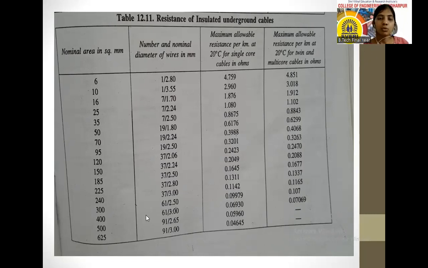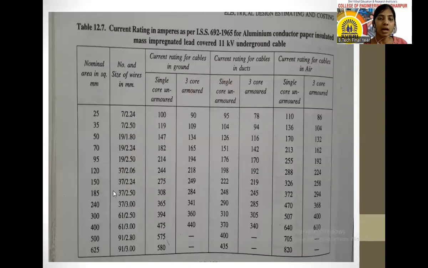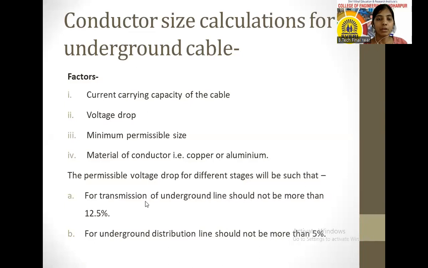Okay, so we will move towards the next problem. In this problem, calculate on the basis of the voltage drop the size of the underground cable. So what do we have to calculate? We have to calculate the size of the underground cable to be laid for transmitting electrical energy. That means the voltage drop should not be more than 12.5%. That means the permissible voltage drop will be 12.5% of the total voltage.